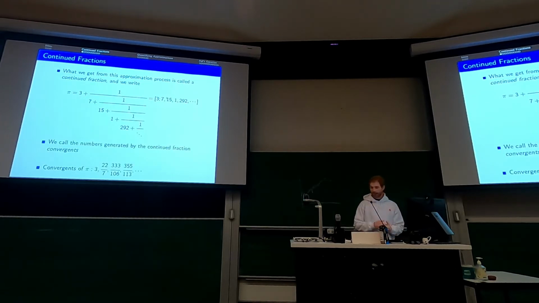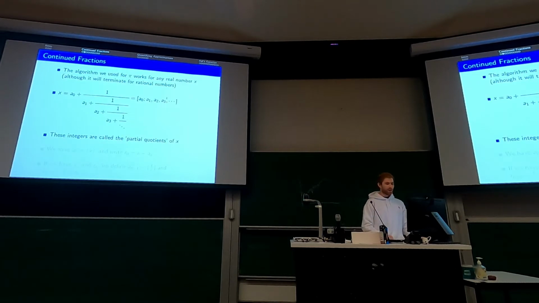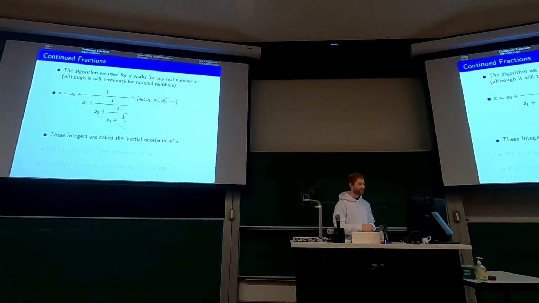And for another definition, we call the numbers generated by continued fractions convergents. So, for example, the convergents of pi would be 3, 22 over 7, just these numbers that we've seen before. Okay, so that's just some definitions. And I chose pi because it's a pretty famous number, but it works for any real number x, right?